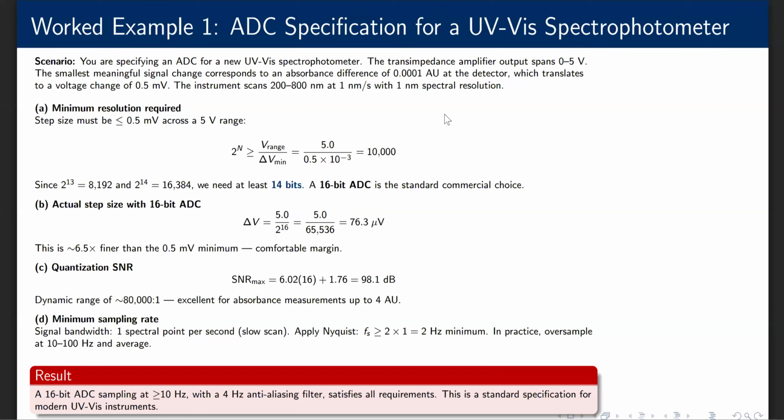So our conclusion here is 16-bit ADC sampling at 10 hertz or higher with a 4 hertz anti-aliasing filter satisfies all of our requirements. This is exactly the specification you'd find in modern commercial UV-Vis instruments.